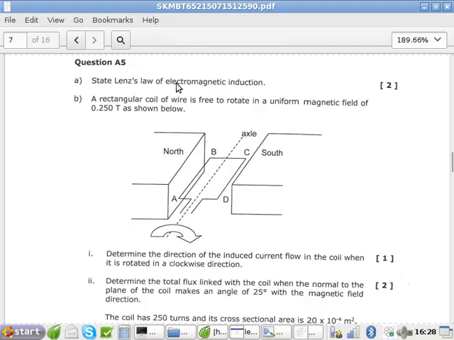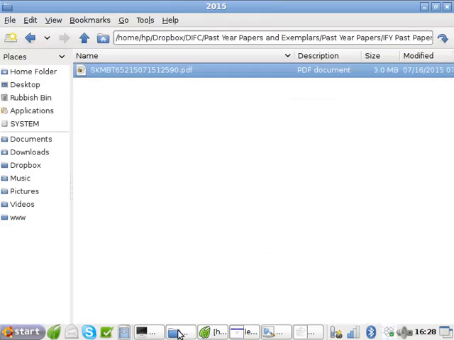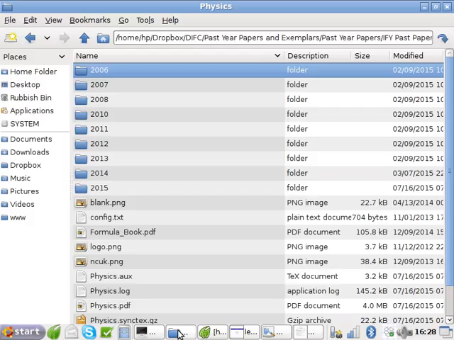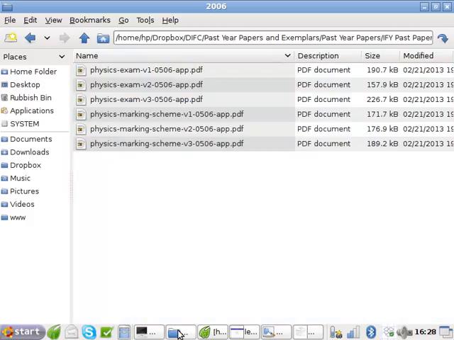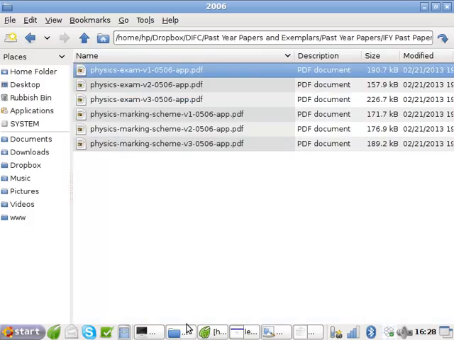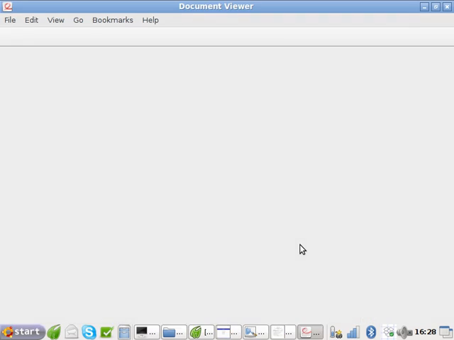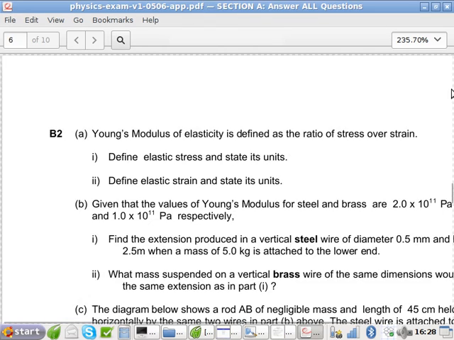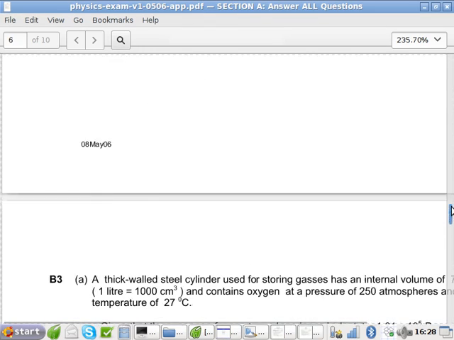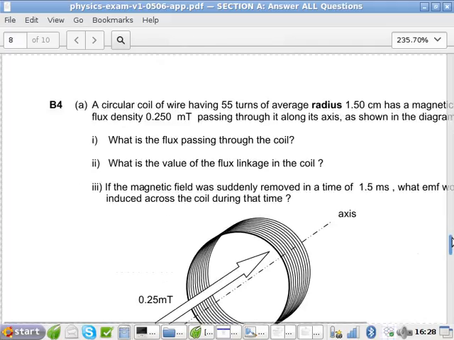They ask you for Lenz's law. Then they have this rectangle here. Wait, I think we did this one, didn't we? Or something like it. I think that's too easy. It's for babies. Let's find something difficult for men. Young's modulus, cylinder. Yeah, now we're talking.